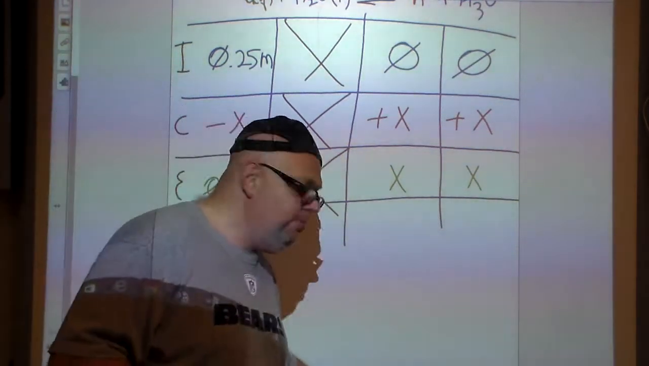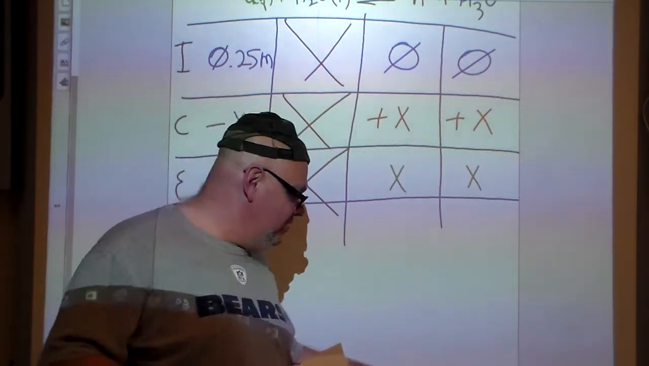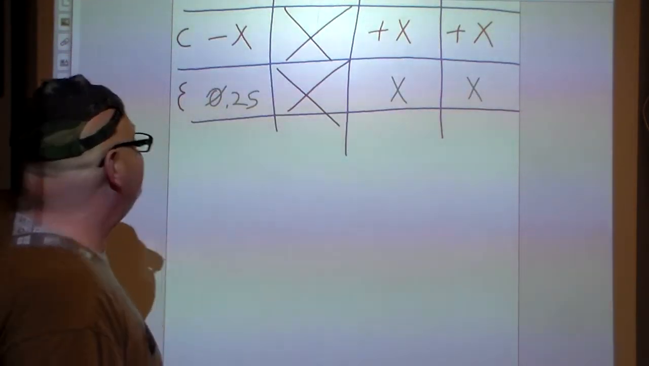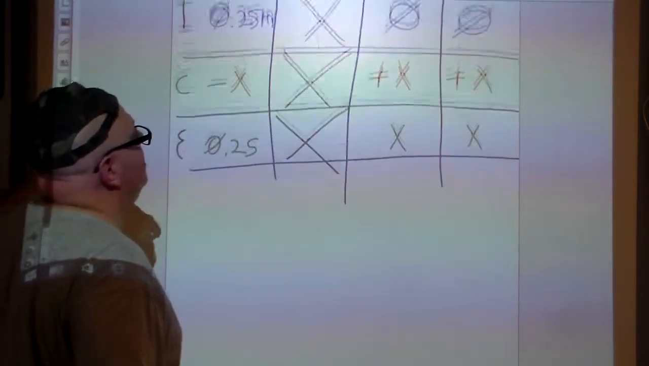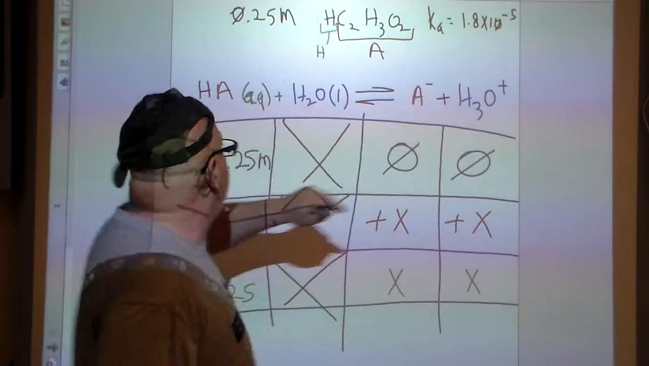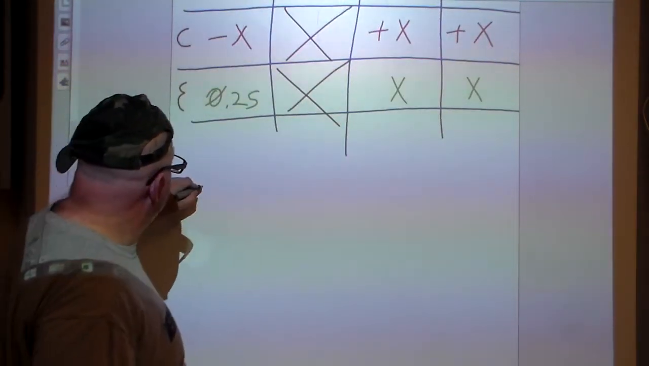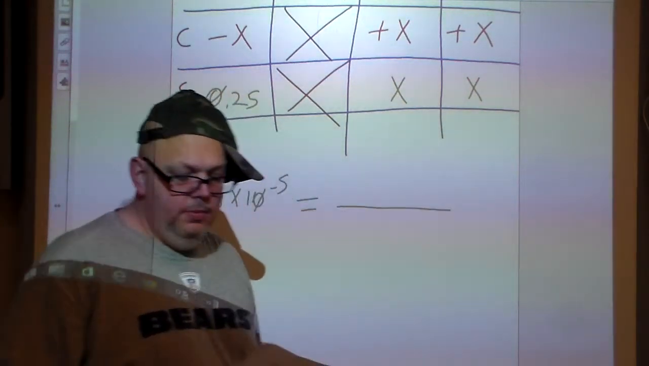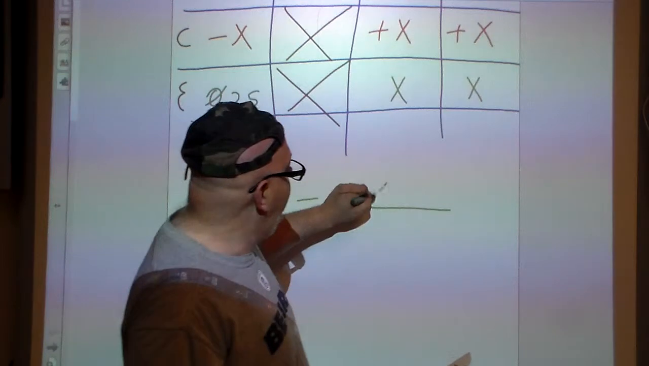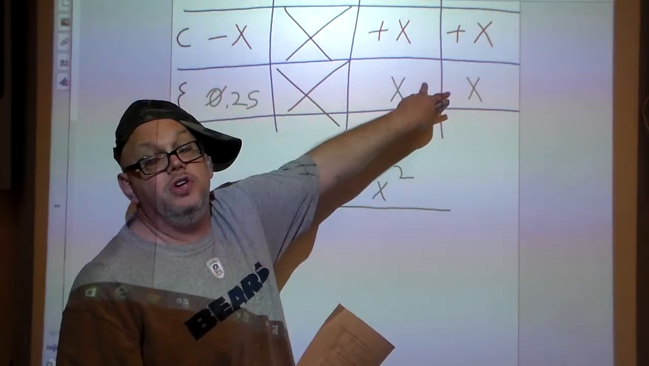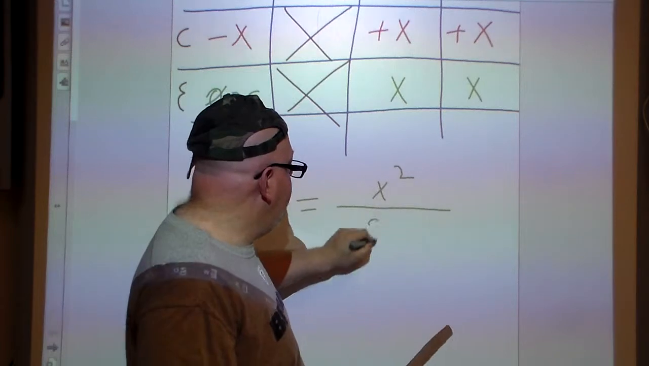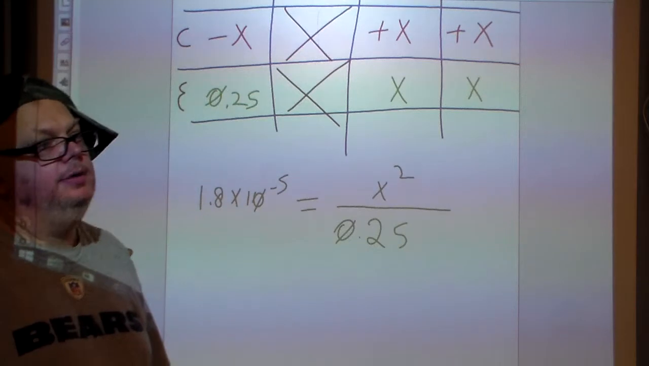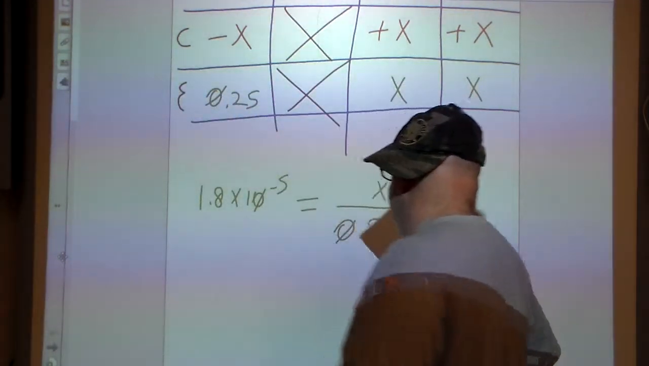So remember our acid dissociation constant, that formula. Think about the equilibrium chapter. Remember they gave us our Ka right here, 1.8 times 10 to the negative fifth. So 1.8 times 10 to the negative fifth is equal to x squared, because remember we got these two because it's products over reactants, divided by 0.25.